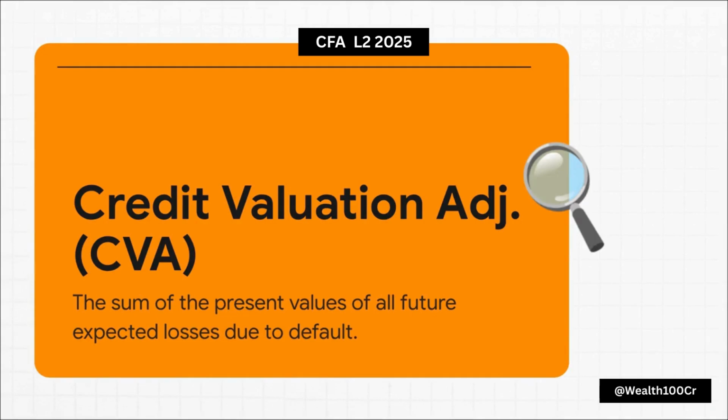So what is this CVA thing, really? Just think of it as the total price tag for the risk of default. For every single year until the bond matures, you calculate an expected loss. You just take the chance they'll default that year, multiply it by how much you'd lose if they do, and that's it. Then you discount all those potential future losses back to today, add them all up, and that total sum is the CVA. It's the fair price cut you should get for taking on credit risk.